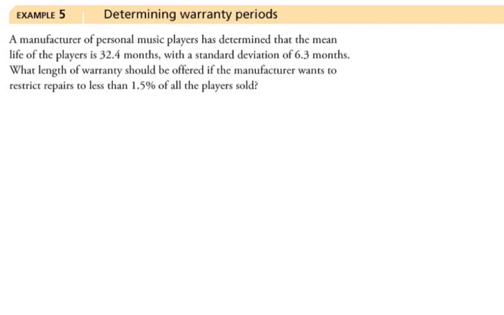So this manufacturer, in their testing, knows that the mean life of this music player that they're making is 32.4 months, standard deviation 6.3 months. They want to determine what kind of warranty should be offered if they want to replace or repair less than 1.5%. Well, we know the mean. We know the standard deviation. 1.5% tells us Z indirectly.